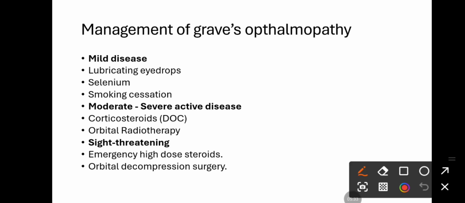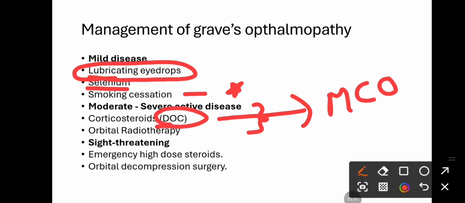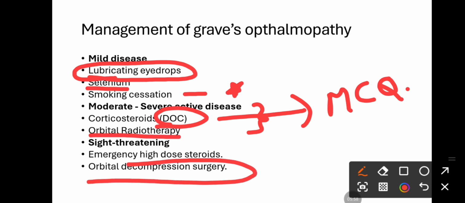For the management of mild disease, we will first advise smoking cessation, the second one is we will give lubricating eye drops, and the third one is selenium, sometimes we will give. And for the moderate to severe active disease, corticosteroids is the drug of choice. It might be asked here in the MCQs, so please remember that. And orbital radiotherapy. And for sight-threatening disease, there will be an orbital decompression surgery if it's severe.